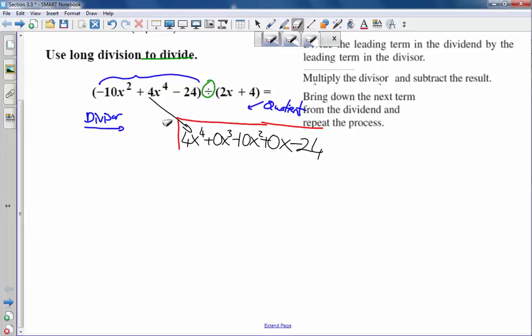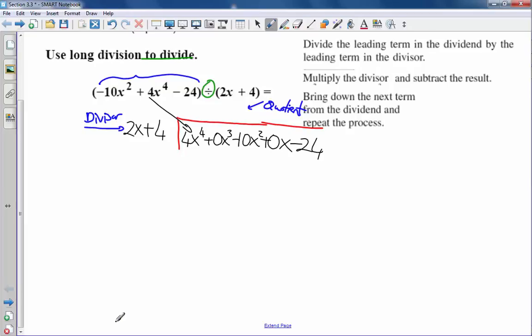Alright, the divisor is this thing. And this one needs no fixing because it's already in the right order and every power is visible. Okay, this is the setup. We haven't started yet. We just set it up.